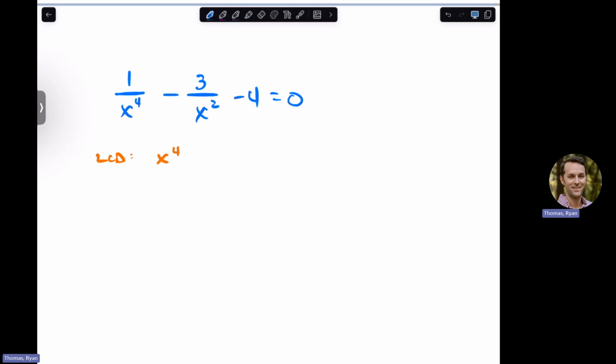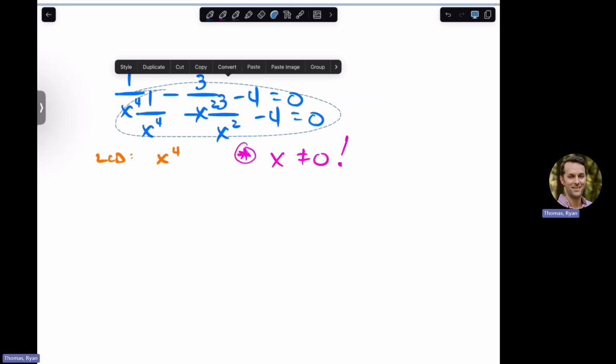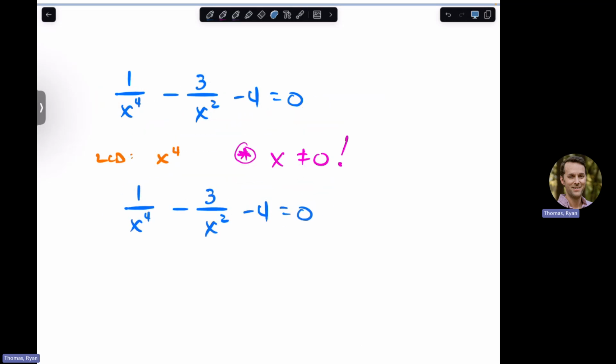So the LCD here is x to the 4th, right? We've got x to the 4th, we've got x squared. So the smallest thing I can take all the denominators up to is x to the 4th. And x can't be 0, right? Okay. All right, so how would you like to go about trying to solve this thing? Okay, multiply the whole thing by x to the 4th.